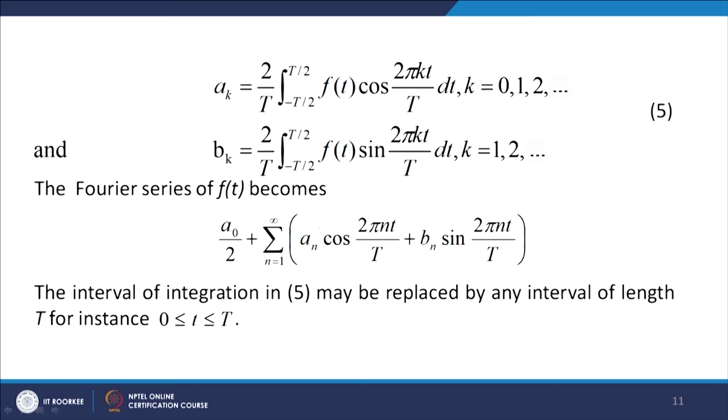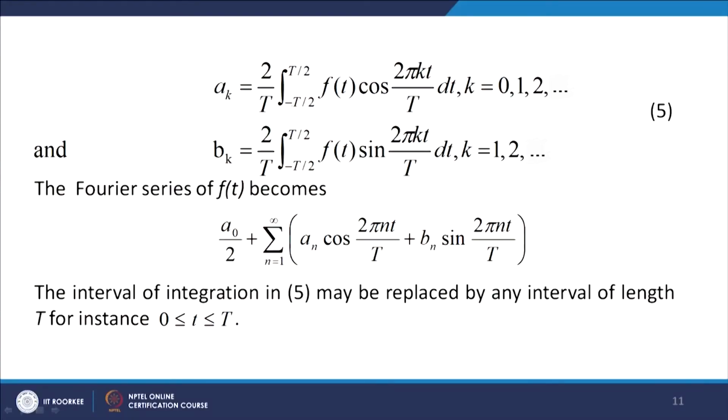The interval of integration here again, since f is of period T, cos 2 pi kt over T is also of period T. So, the integrand is a periodic function with period T. So, we can change the interval of integration from minus T by 2 to T by 2 to any interval of length T, say for example 0 to T. So, in place of minus T by 2 to T by 2 we can also write the integral over 0 to T in the Euler's formulas for f(t).